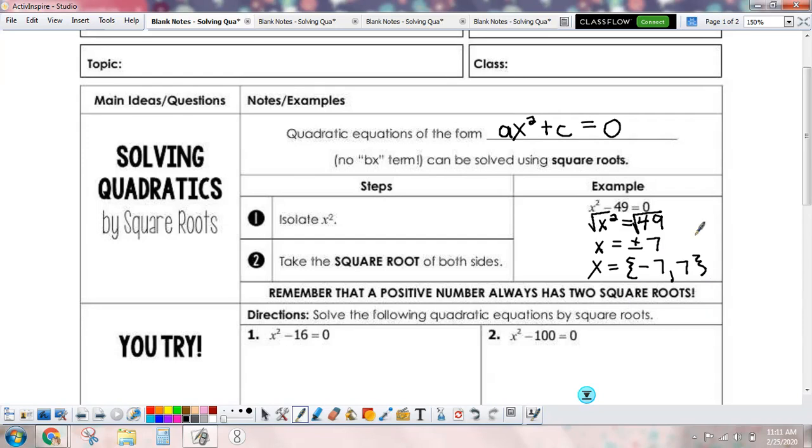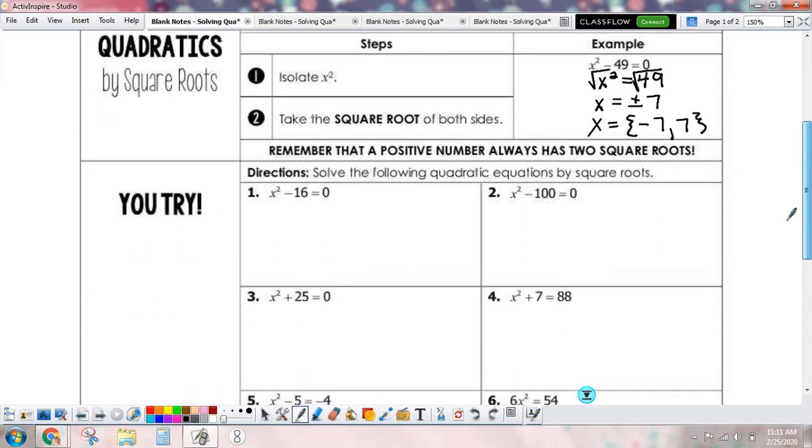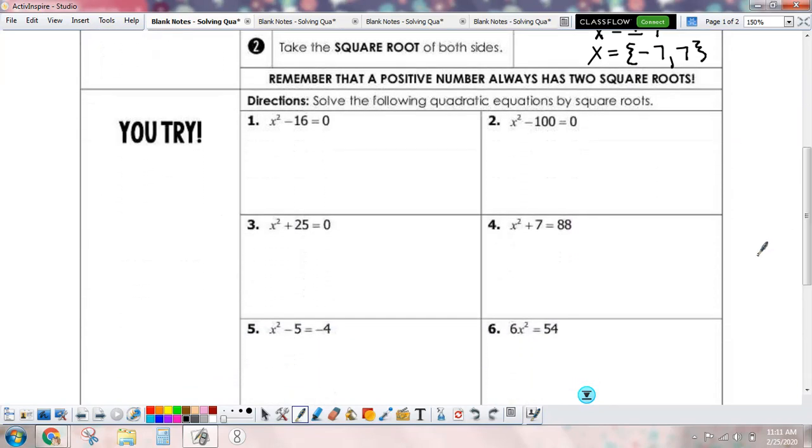So there's a few differences in these problems, and I want to go over just a couple of those. For example, number 1 is just like the example, so I feel like you should be able to do that on your own. But number 3, we have x squared plus 25. So step 1 tells us to get our 25 to the other side. So I'm going to have x squared equals negative 25. And then step 2 is to do the square root. So square root, square root.